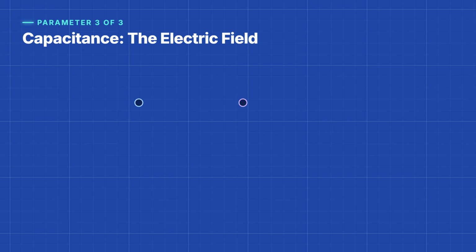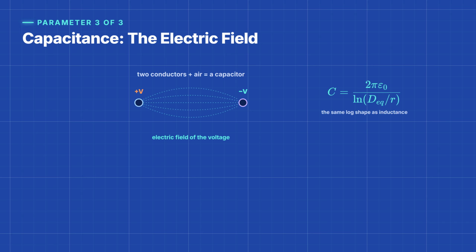Now, the mirror image. Two conductors at different voltages, separated by air, form a capacitor. So the line also has capacitance. Where inductance came from the magnetic field of the current, capacitance comes from the electric field of the voltage. Its formula has the very same shape. It depends on the logarithm of the spacing divided by the conductor radius.